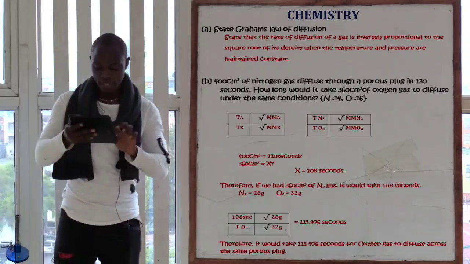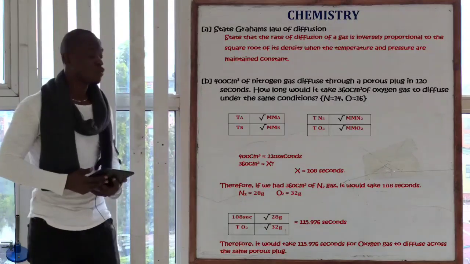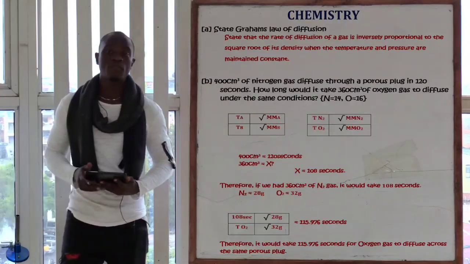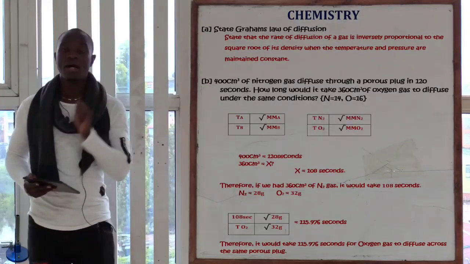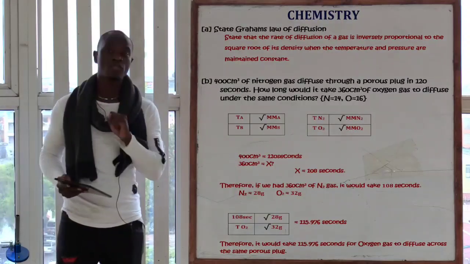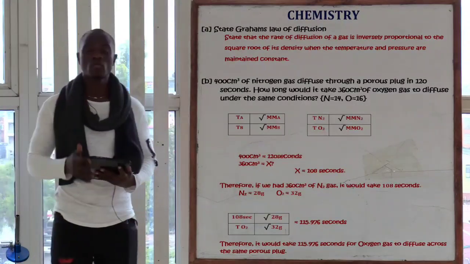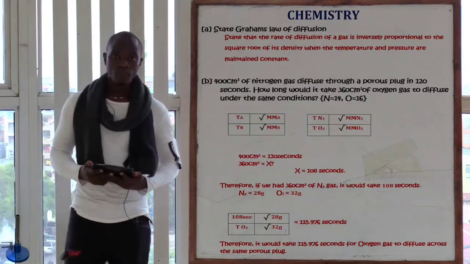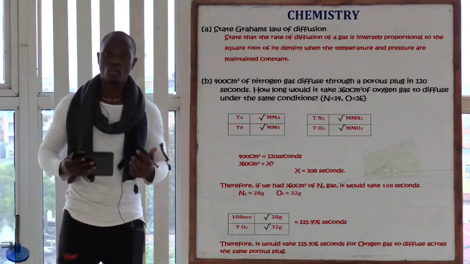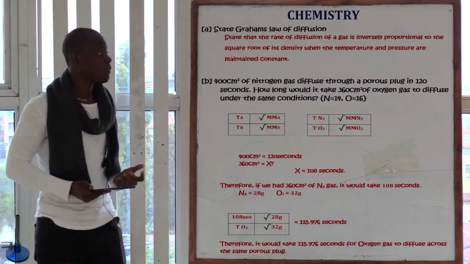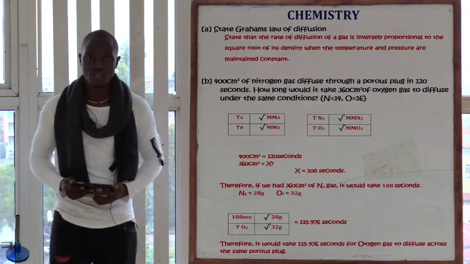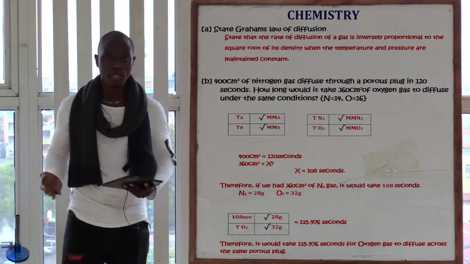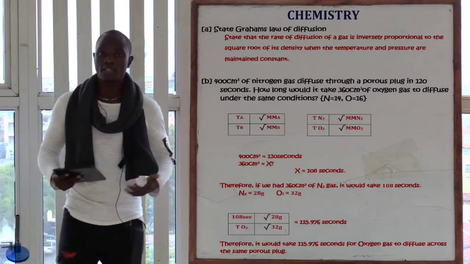We do cross multiplication, and if you cross multiply correctly, you get 108 seconds. So 360 centimeters cubed of nitrogen is going to take exactly 108 seconds to diffuse through that same porous plug. Now we have the time for nitrogen under the 360 centimeters cubed. Since we have these values, we just continue with the formula. Remember, it was the time of nitrogen gas divided by the time of oxygen gas is equal to the square root of the molecular mass of nitrogen gas divided by the square root of the molecular mass of oxygen gas. Now let's substitute everything.